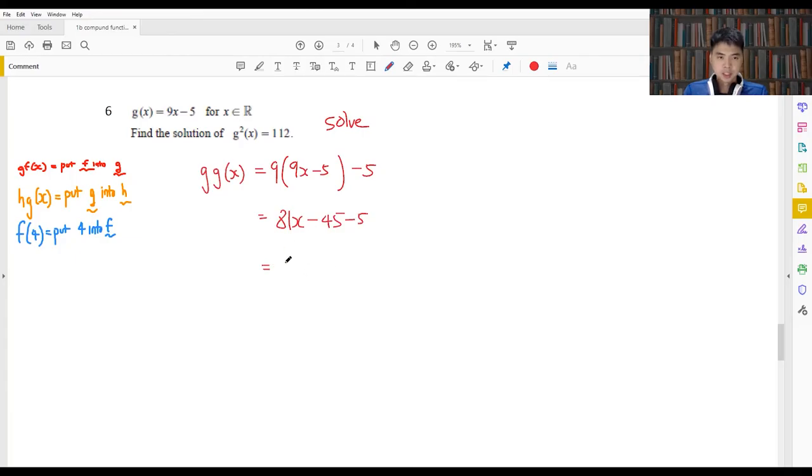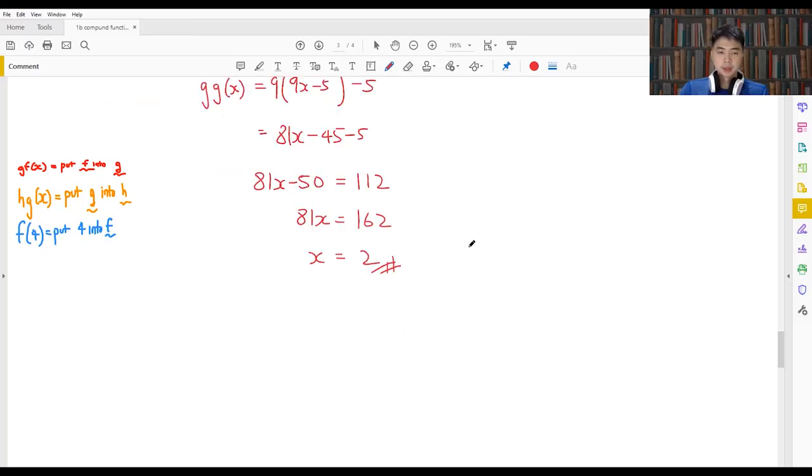So this is actually equals to 81x minus 50. According to the question, g squared x is equals to 112. So this is g squared x is supposed to equal 112. All right. And from here, we're trying to solve the value for x. So 81x is equals to 50, bring over becomes 162. x will therefore be 162 divided by 81. The value would be 2. x is equals to 2.